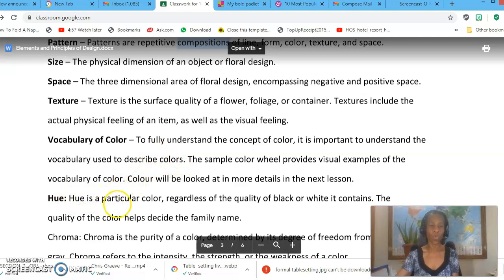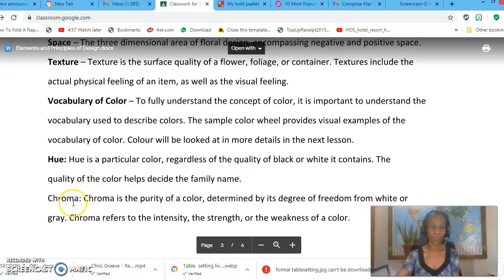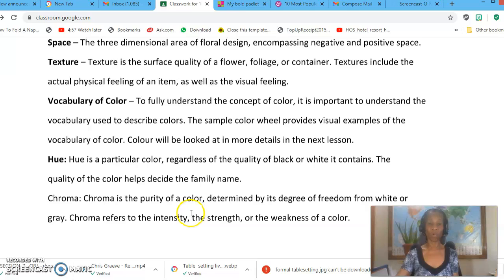Hue is a particular color. Alright. So that is a synonym for color. And the quality of the color decides the family name. Then you have chroma. Chroma is the purity of a color, by its degree of freedom from white or gray. So chroma refers to the intensity, the strength, or the weakness of a color.